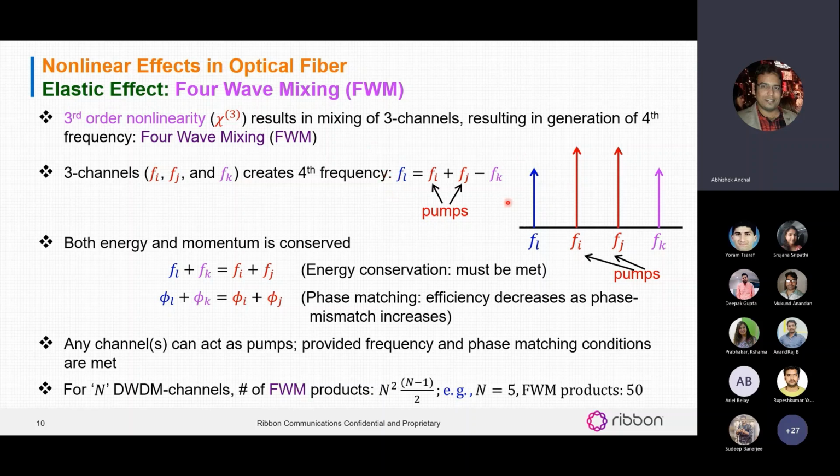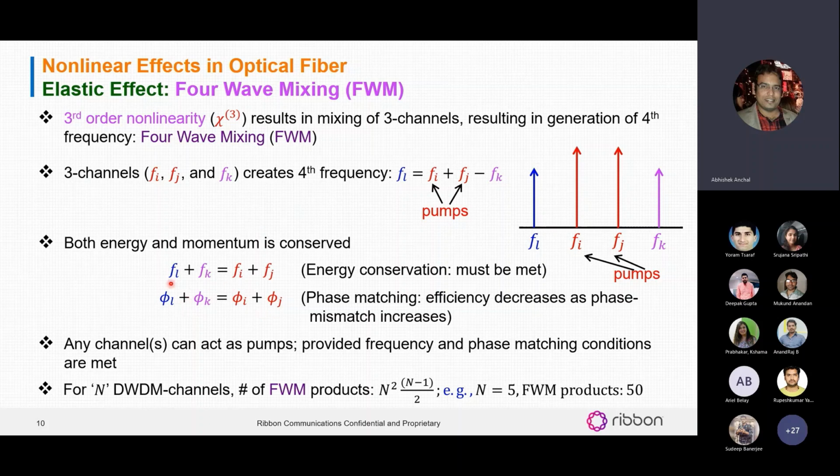In this entire process, both energy and momentum must be conserved. Energy is always conserved, as you can see from this equation. Energy conservation means the initial pump frequencies added together must be equal to the third frequency plus the new frequency generated. That always happens. But the phase matching, which comes from momentum conservation, may or may not be present. Perfect phase matching means the phase of the two pumps is equal to the phase of the third channel plus the newly generated phase.